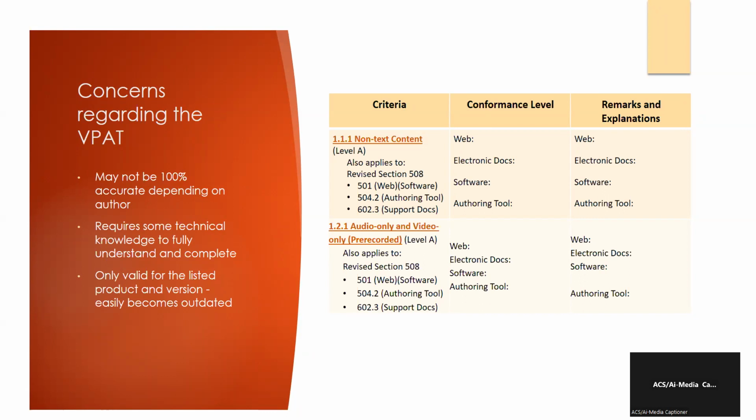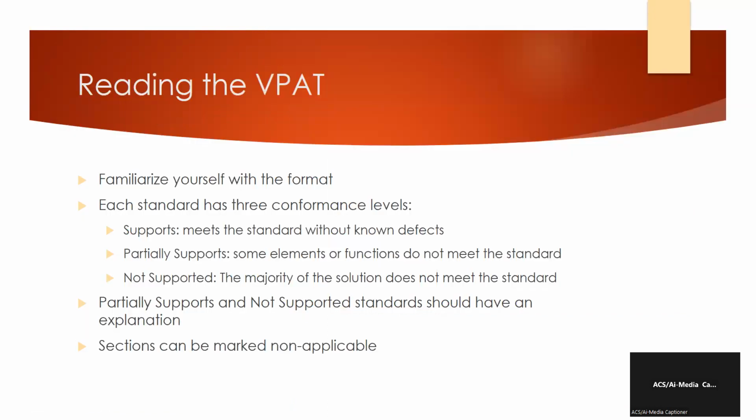The second row is for the second guideline, 1.2.1, audio only and video only pre-recorded. Another level A requirement, and then it also mentions the same information as 1.1.1 in terms of Section 508 in those 4 areas. We'll look more at the document itself later, but this is the basic example of the start of the report. Now, how do you read this thing?